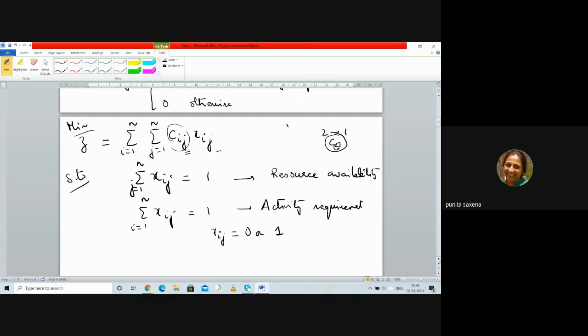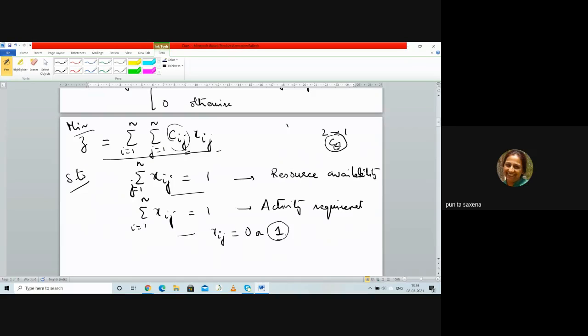Now, again, it is a linear programming problem because your objective function is linear and your constraints are linear. You have n times n, that is n squared, variables in your problem. But out of those, only a few can take on the value 1. The others will take on the value 0.